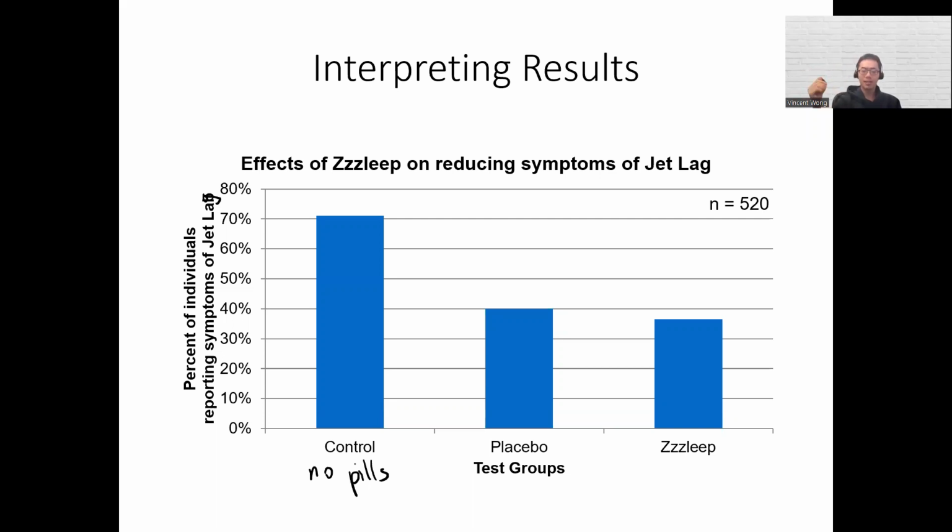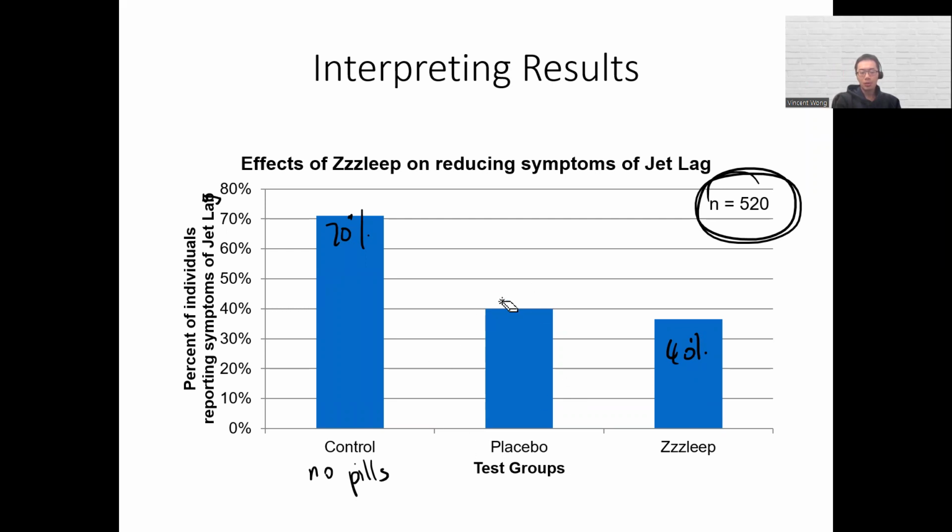And you're like, what? Okay, let's see why. If I look at the control, 70% of the people say they have jet lag. If I look at the pills, only 40% of the people have jet lag, and we are testing it on 520 people. If I just look at the control and the people who are taking the pill, it appears the pill is working because fewer people have jet lag.